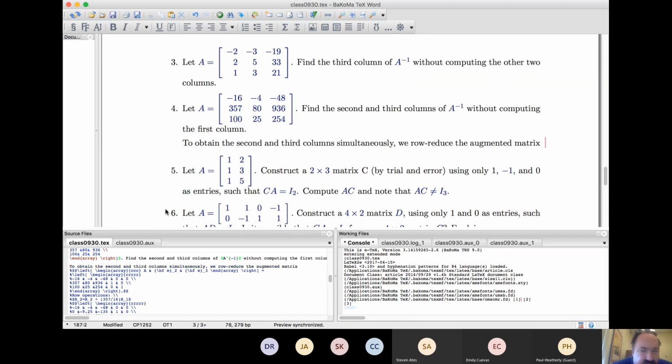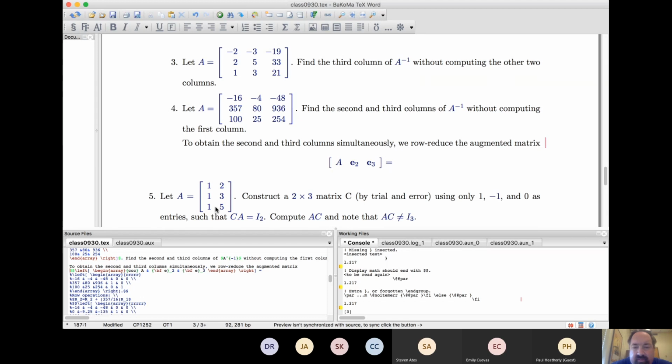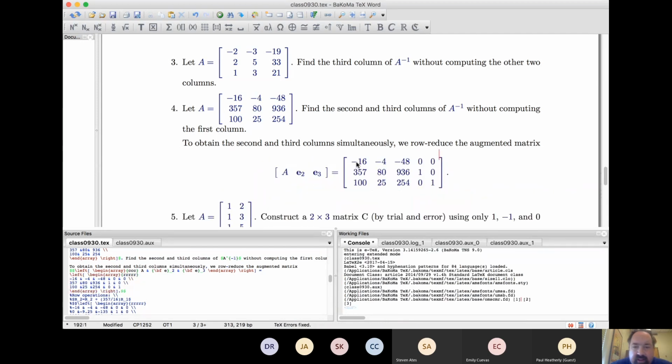All right. So what you can do is, whatever columns of the inverse you want to find, second and third in this case, you put those columns of the identity in an augmented matrix with A. So now it's a similar process.